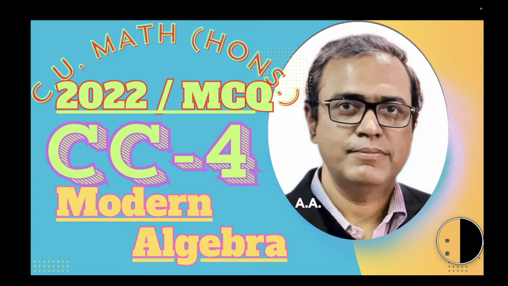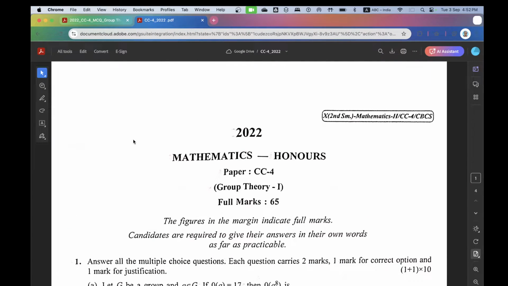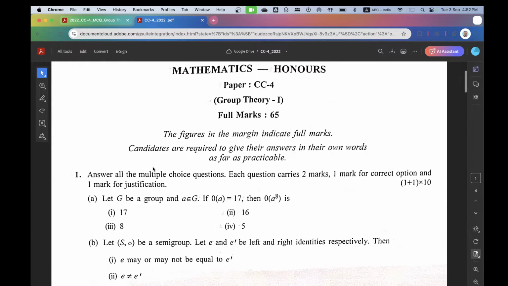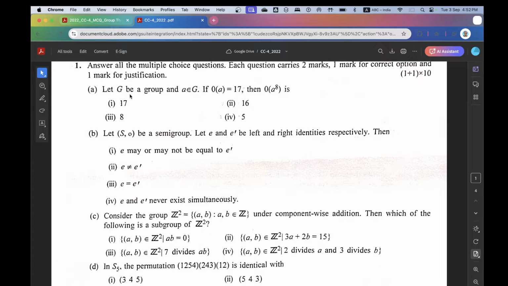Now we discuss MCQ 2022 paper CC-4 Modern Algebra, University of Calcutta Mathematics Honors. Question paper 2022, question 1a. Let G be a group and a belongs to G. If order of a equal to 17, then order of a to the power 8 is what?